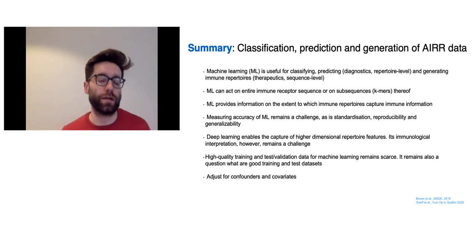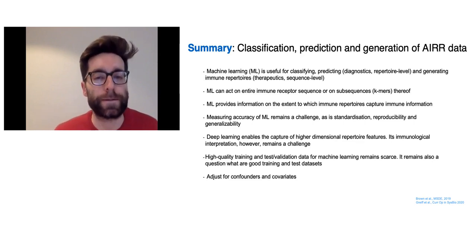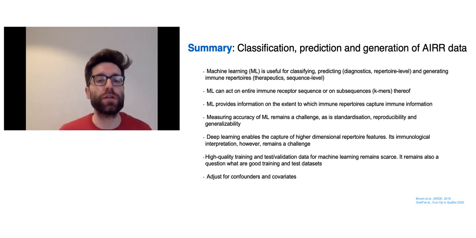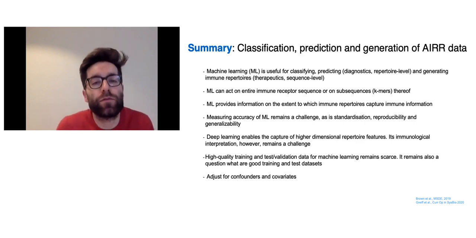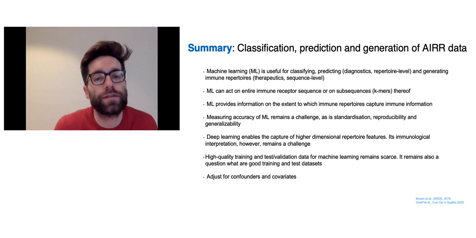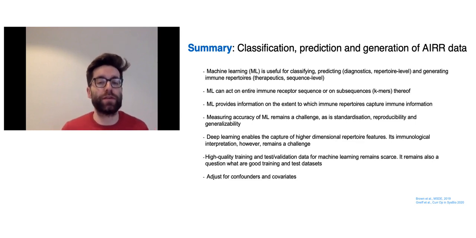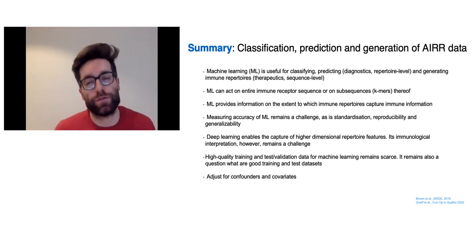And also Friedensohn et al. have shown that they can generate new antigen binding sequences based on an appropriate training data set. So machine learning can act, depending on the encoding, on entire sequences or subsequences. We can measure the accuracy of machine learning, but it remains a challenge, and especially I think standardization, reproducibility, and so forth remain challenges so far.